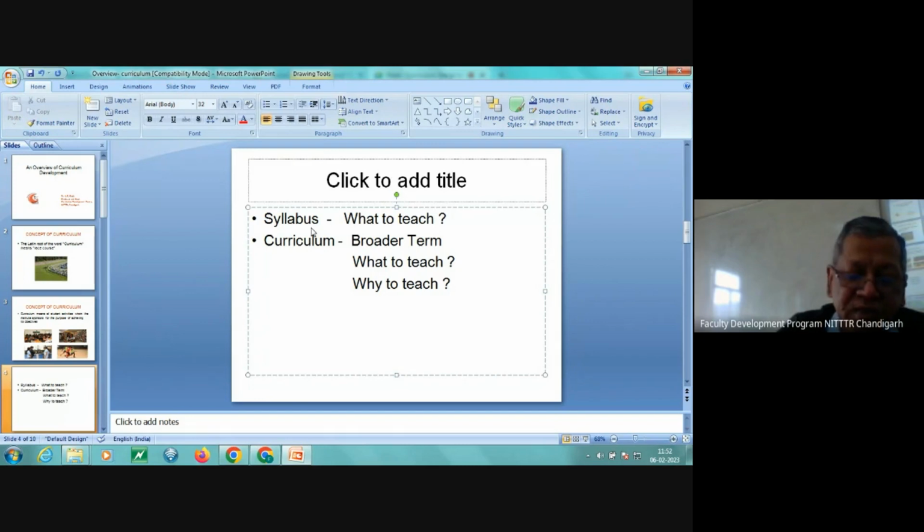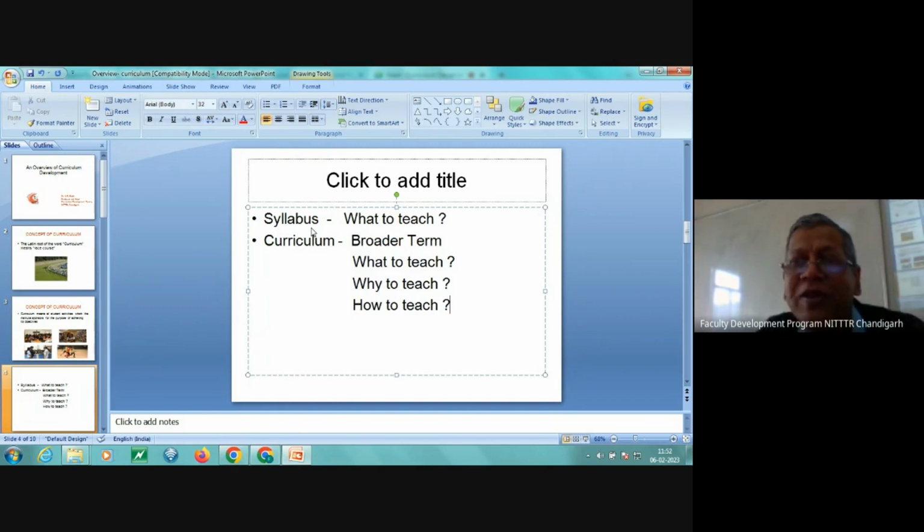Then how to teach? How to teach? That again, my friends, is part of curriculum. In syllabus, you will not get this thing. In syllabus, no one will tell you how to teach. If you are a teacher teaching engineering graphics, your method of teaching will be entirely different as compared to a teacher who is teaching English and communication skill. If you teach C language, your teaching style will be different. So how to teach a particular subject, that is curriculum.